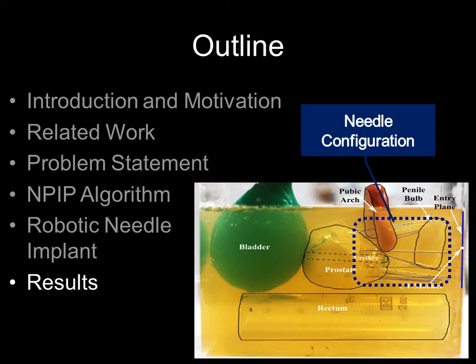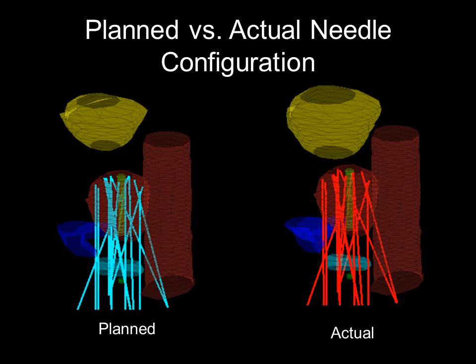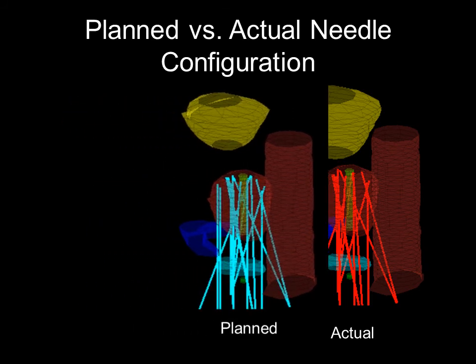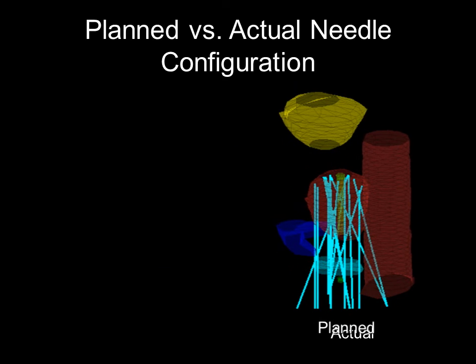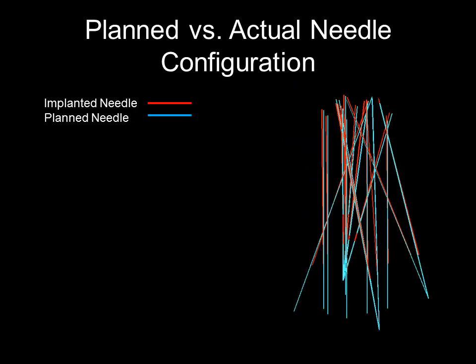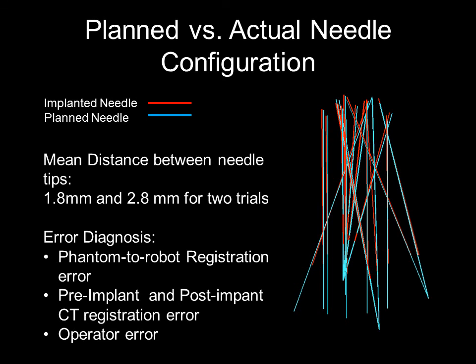Moving on to the results, the figure on the slide shows a prostate phantom with a skew-line needle configuration implanted by the AccuBot. We compared the planned and actual implants based on dose distributions. We superimposed the needle configurations from planned and actual cases and then compared error. We found the error to be 1.8 and 2.8 mm respectively in two different cases. The error in placement is correlated and a part of it can be attributed to robot to phantom registration.